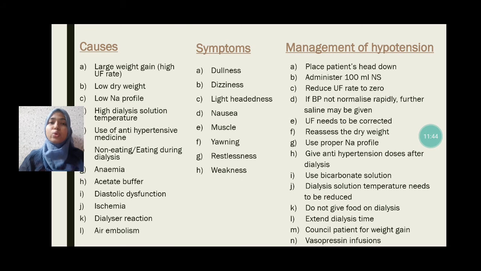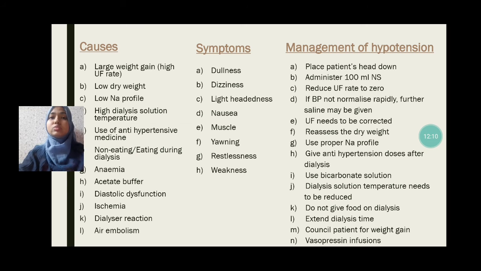Dry weight is always low for the patient, and the patient is not going on that dry weight. Still, the patient is showing hypotension and complications. So we need to increase the dry weight a little bit. Other causes: low sodium profiling, high dialysis solution temperature, anemia, acetate buffer, eating or not eating during dialysis, use of antihypertensive medicines, dialyzer reaction or air embolism.